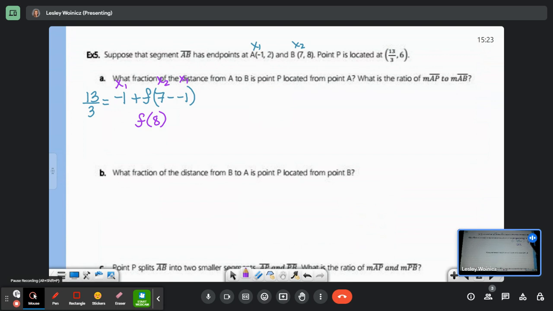Okay, how do I undo subtracting 1? You add it. I add it. How many thirds is 1? 3. So 3 over 3 plus 13 thirds equals the fraction times 8. All right, so 16 thirds.